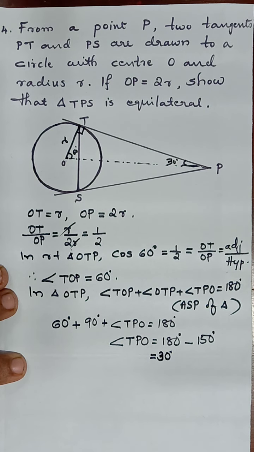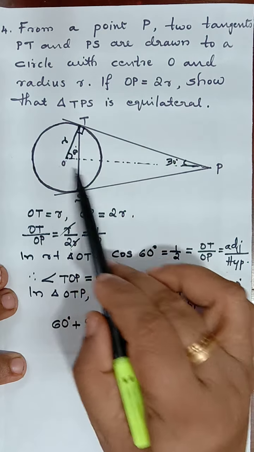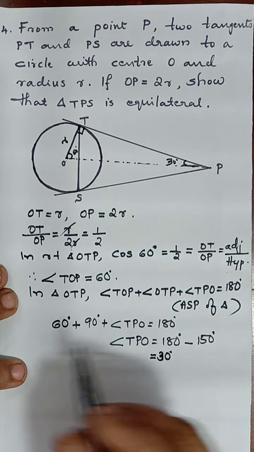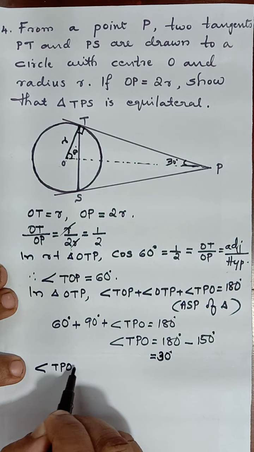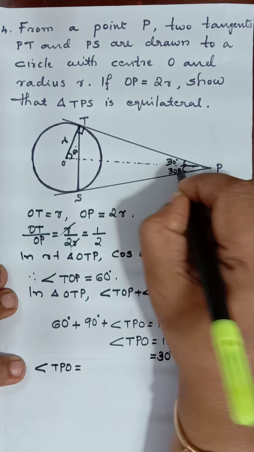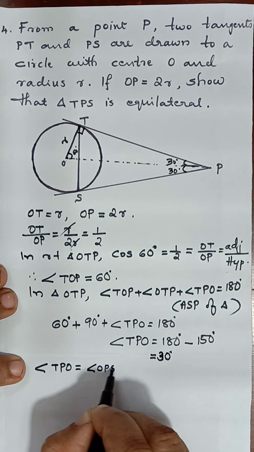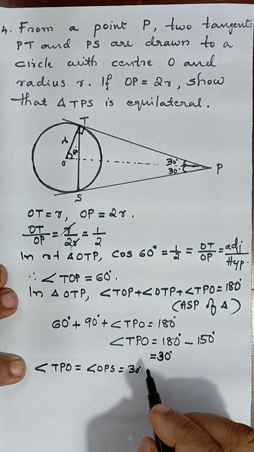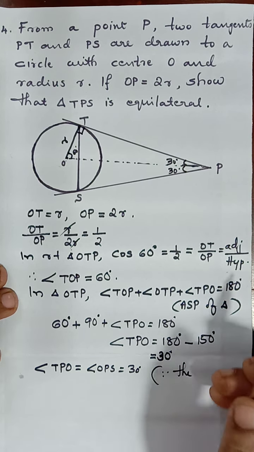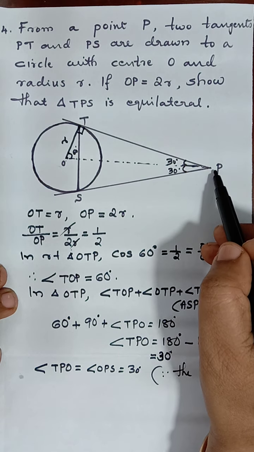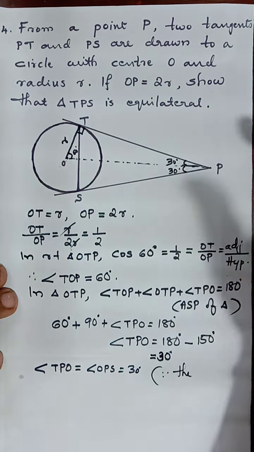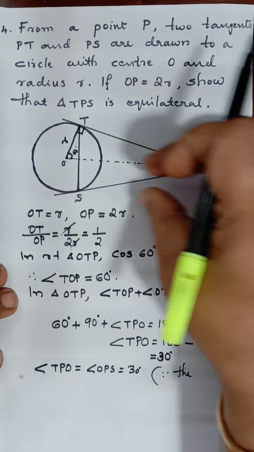Is angle TPO equal to angle OPS also? What is the reason? Angle TPO is equal to angle OPS, that is also equal to 30 degree. Angle OPS is equal to 30 degree. We can write the reason as: since the tangents to the circle from an external point P are equally inclined to the line segment joining the center to the point.